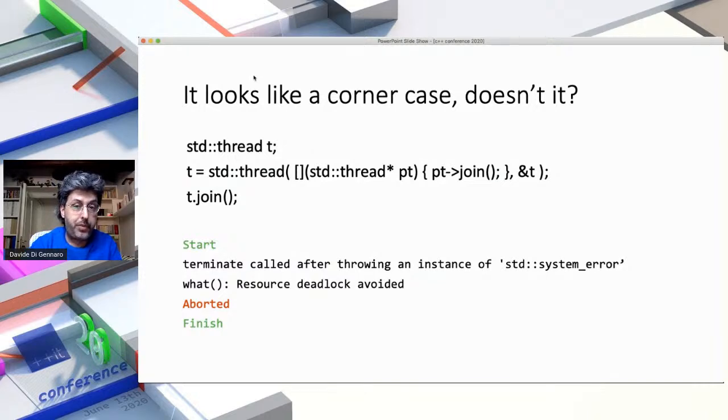So you need to notify the thread what's exactly its object in order to make it join itself. Looks like something that is very hard to happen in practice.